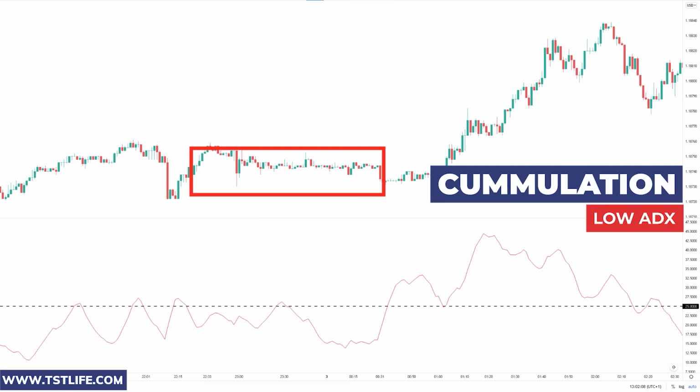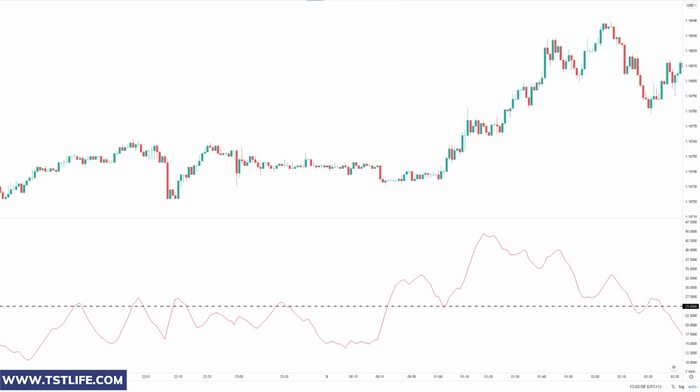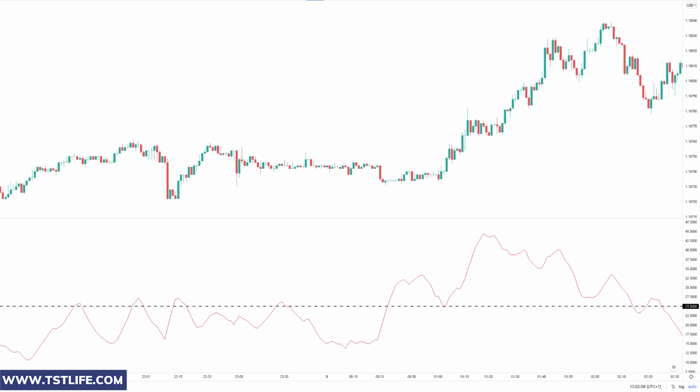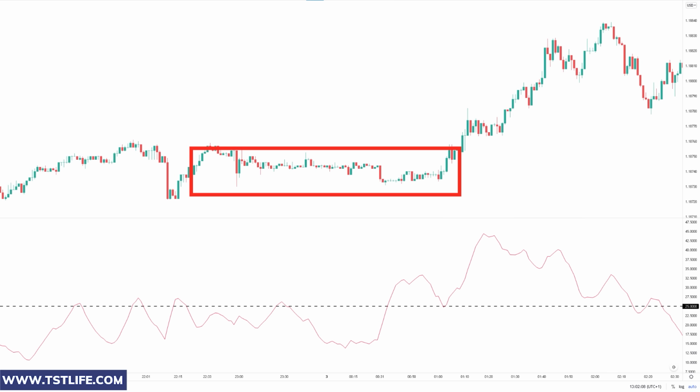When ADX is below 25 for more than 30 bars, price enters range conditions, and the price patterns are often easier to identify, especially on high time frames. Price then moves up and down between resistance and support to find selling and buying interest, respectively.